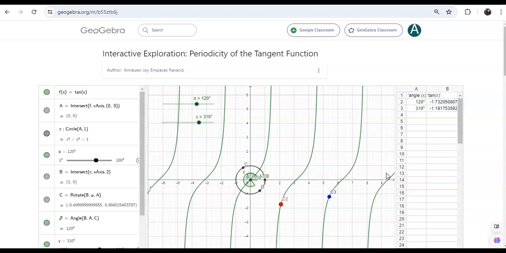At the end of this video, students will be able to determine the reference angle and its corresponding angle, and students will appreciate the beauty of periodic functions in mathematics, fostering a positive attitude towards learning trigonometry. Let's first explore this GeoGebra build that I created and answer the following questions as we discover the definition of periodicity. Alright, so let's begin.